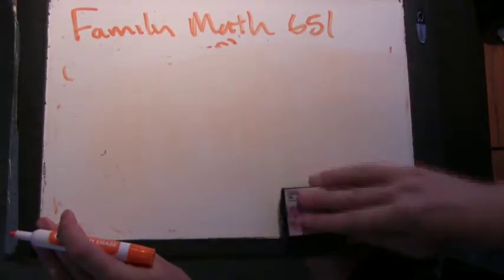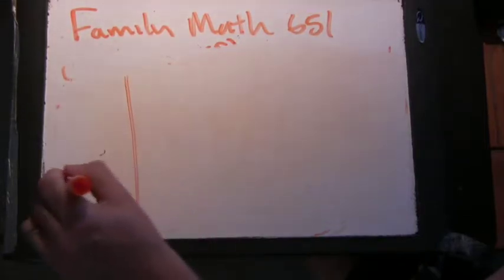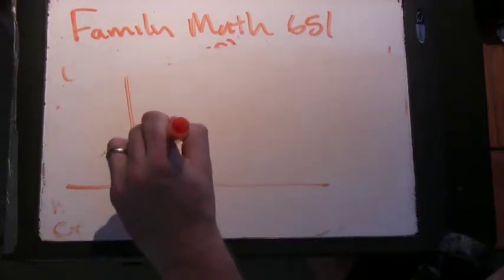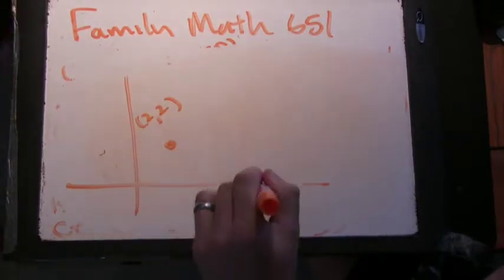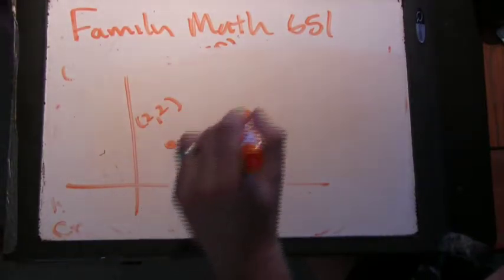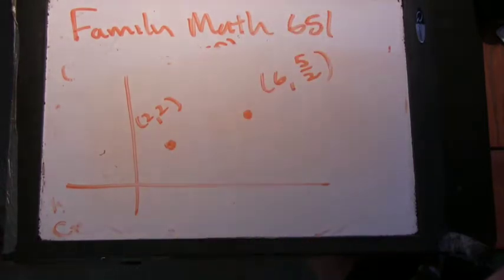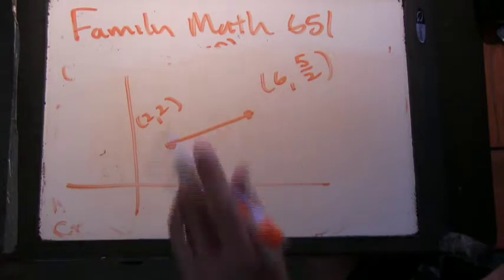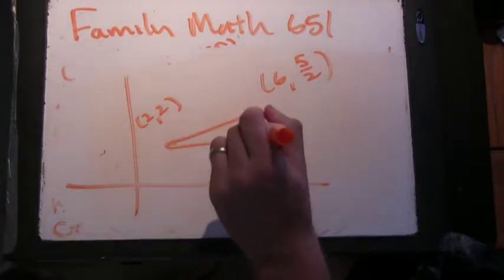All right, but now we're just on a grid. So we go to the point (2, 2). And we go to the point, what do we say, (6, 5/2)? And there's a line connecting them. How are we going to find the distance of that line? Well, we could create another right triangle and use the Pythagorean theorem.